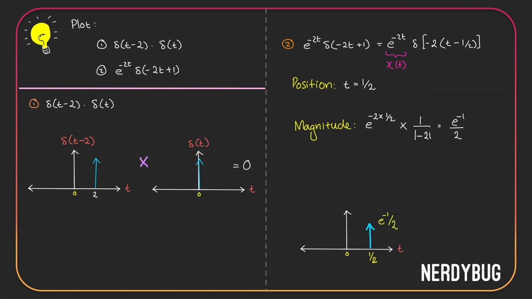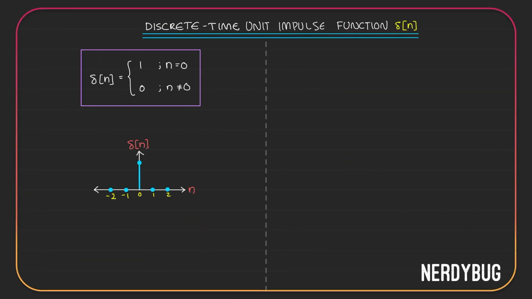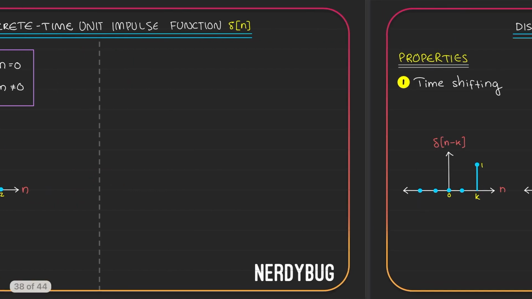Now that we are done with continuous time unit impulse signal, let's move on to discrete time unit impulse signal. It is denoted as delta of n with square brackets. It is also defined similar to continuous time impulse function. It will be 1 if n is equal to 0 and it will be 0 if n is not equal to 0. You can see the graphical representation as well. Let's learn some of its properties.